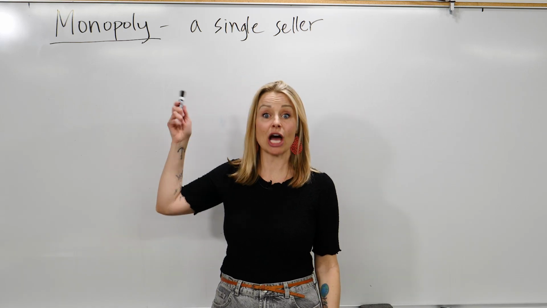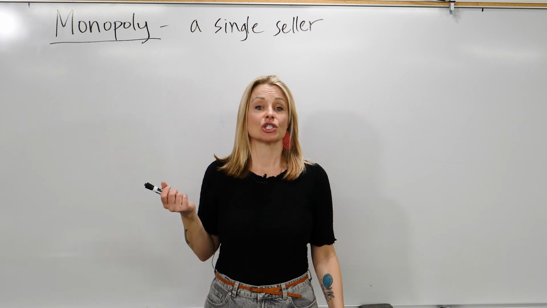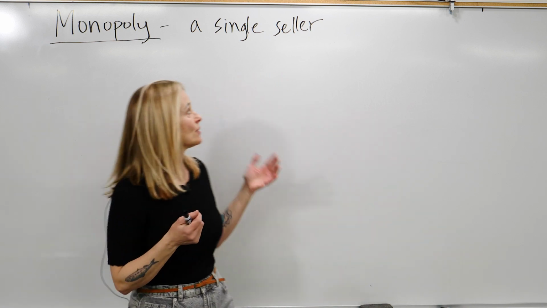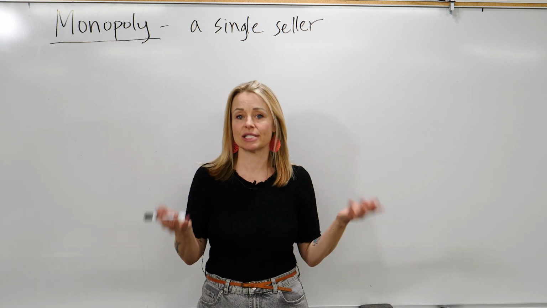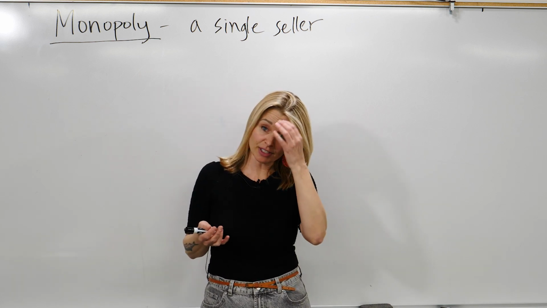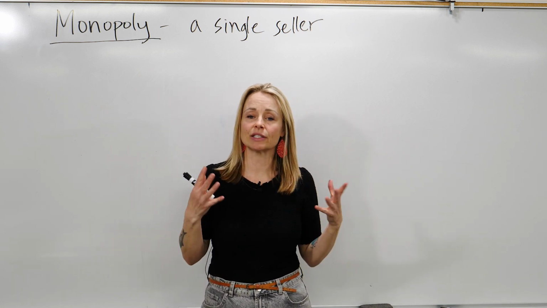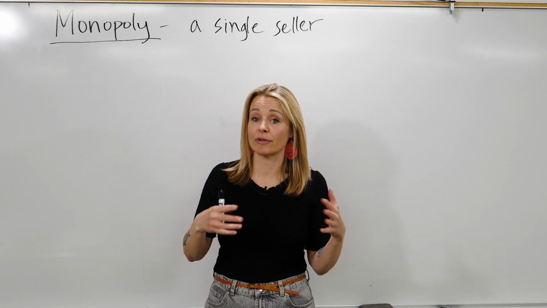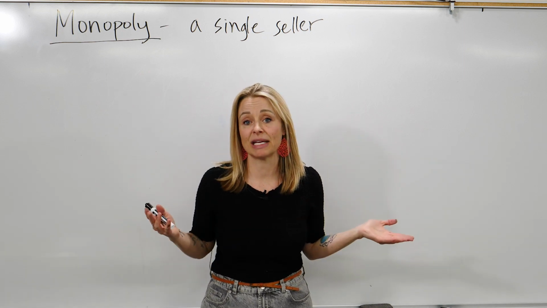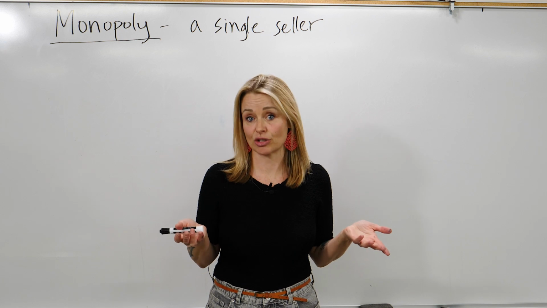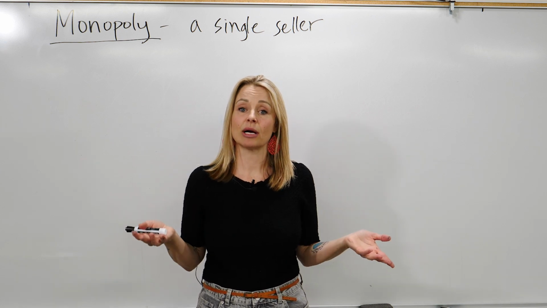Let's talk about a monopoly type of situation. A monopolist is basically a situation where we have just one single seller. It doesn't happen very often, and we kind of don't like it because if you have one single seller, they can have so much power over the price and the product that in general, we try to break that up with antitrust laws. But there are some monopolies in the world.